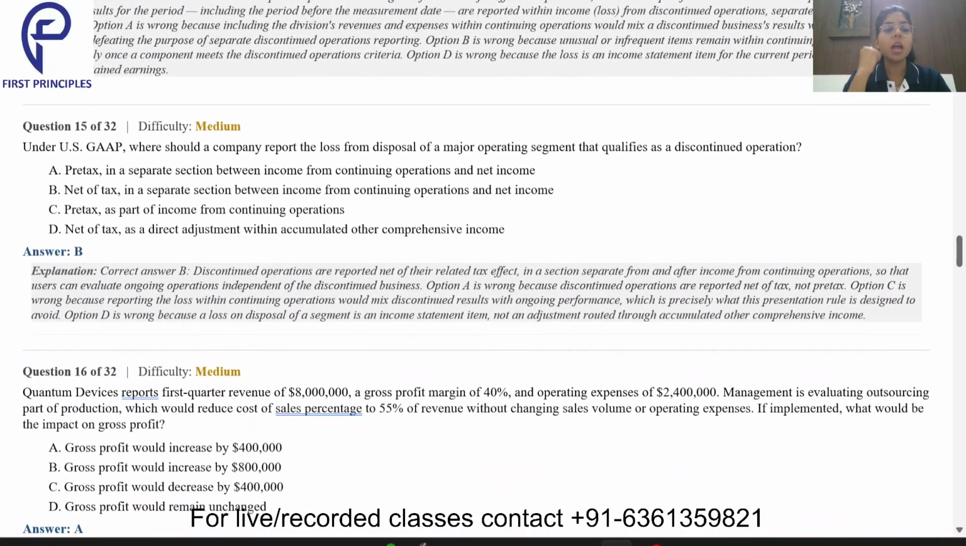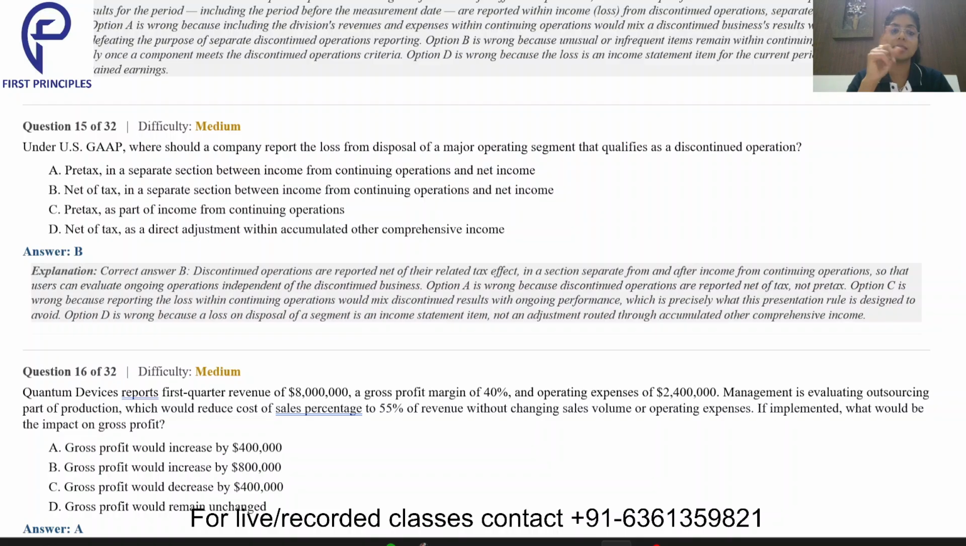Question number 15. Under US GAAP, where should a company report the loss from disposal of a major operating segment that qualifies as a discontinued operation? First of all, it should always be shown net of tax, because discontinued operations are always shown net of tax. So options A and C are automatically incorrect because they talk about pre-tax. So again, option B or D. Net of tax, in a separate section between income from continuing operations and net income.